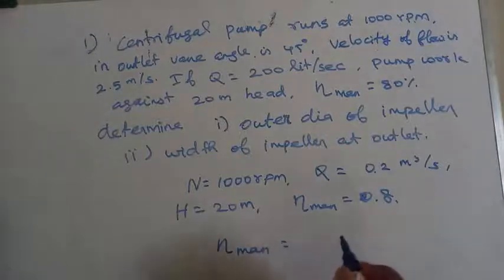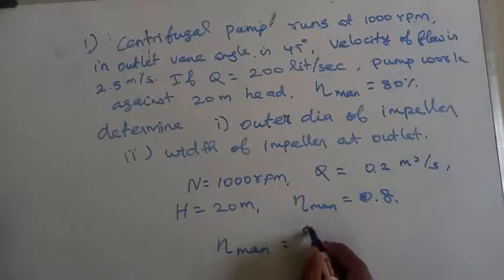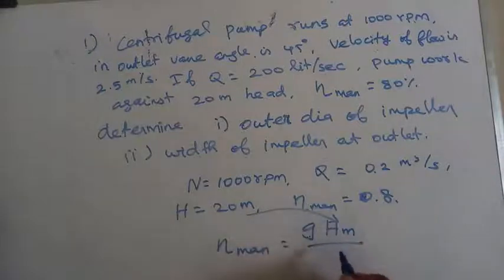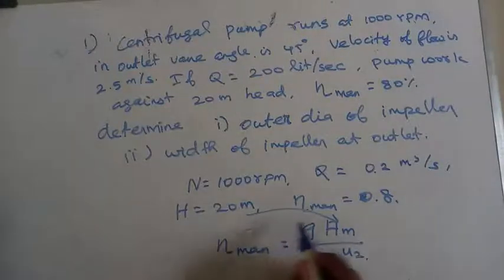The manometric head formula is nothing but g times manometric head, where g I know is 9.81, divided by VW2 U2. In this, the manometric head is given, g I know, H I know. If I know VW2, then if I substitute this VW2, I will get U2. Now let's see how we will solve this problem.